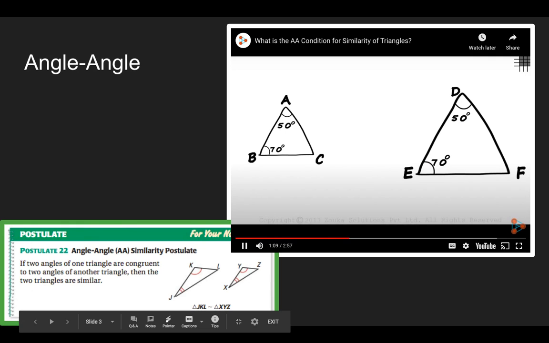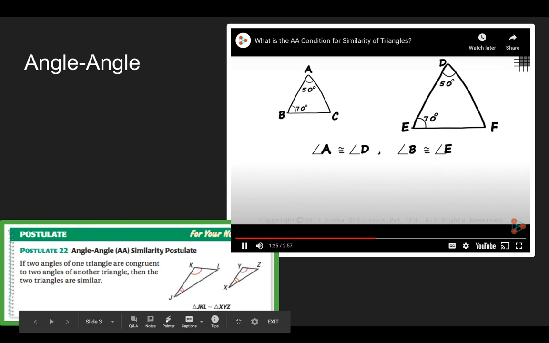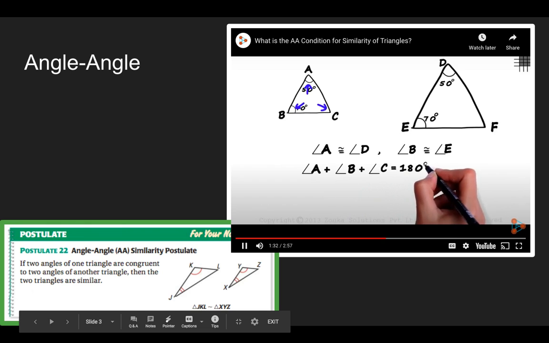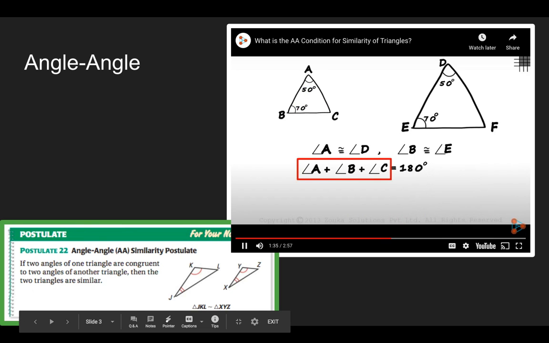Let's find out. We have been given that angle A is congruent to angle D, and angle B is congruent to angle E. We know that the sum of all angles in a triangle equals 180 degrees. So in triangle ABC, angle A plus angle B plus angle C will equal 180 degrees. Out of these three, we know the measures of two angles. Angle A measures 50 degrees and angle B measures 70 degrees. Angle A plus angle B is 120 degrees. So this can be written as 120 degrees plus angle C equals 180 degrees.